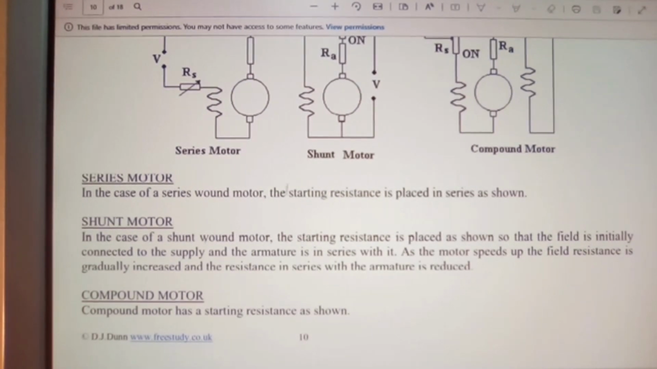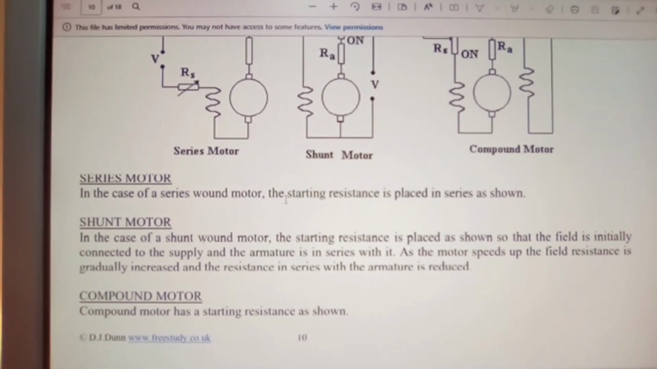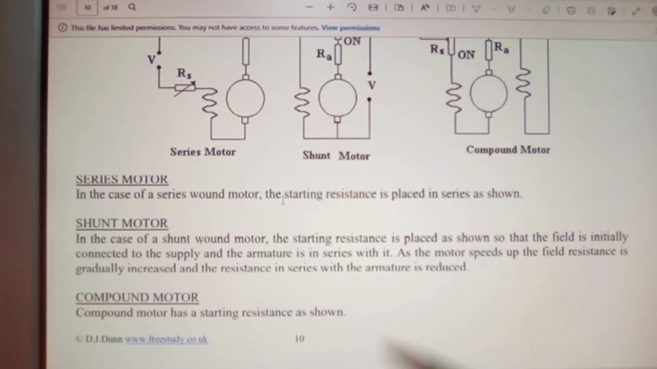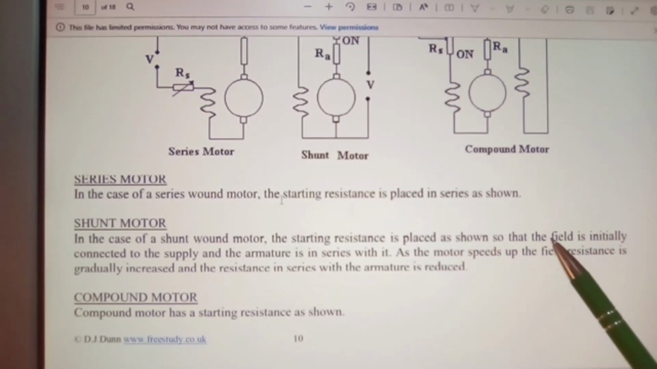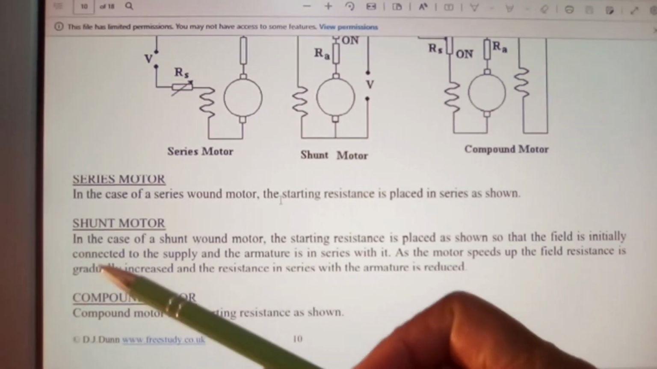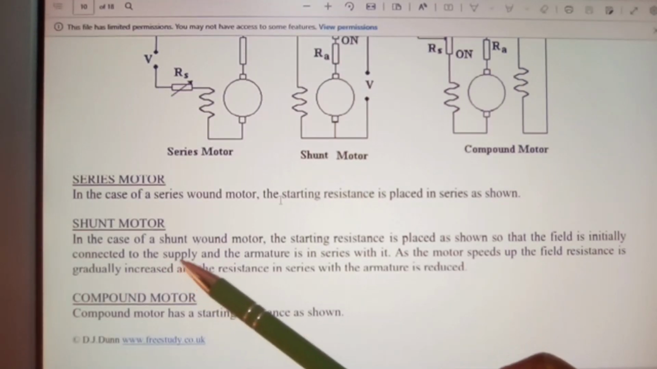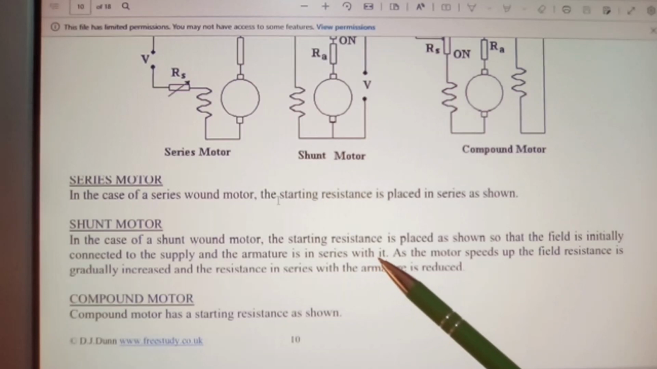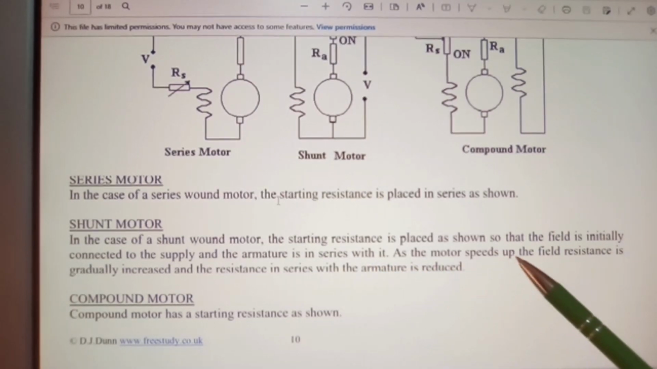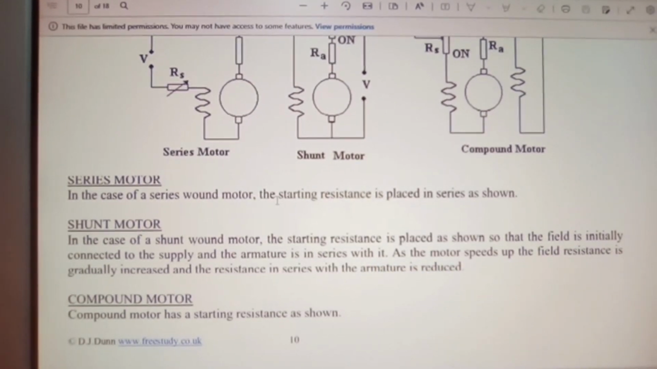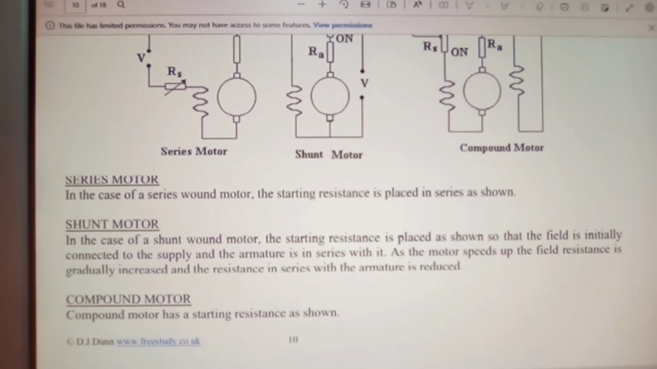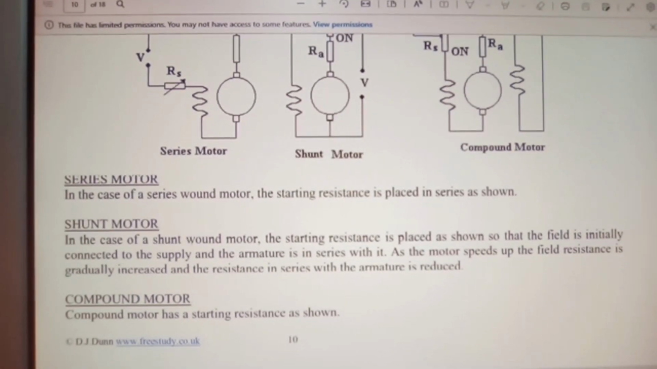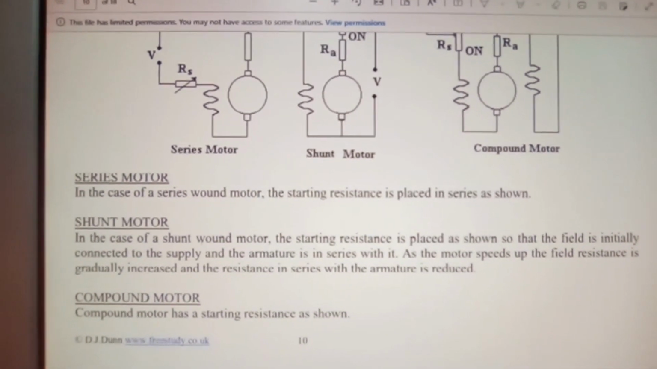Shunt motor, okay? In the case of a shunt wound motor, the starting resistance is placed as shown so that the field is initially connected to the supply, and the armature is in series with it. As the motor speeds up, the field resistance is gradually increased and the resistance in series with the armature is reduced.